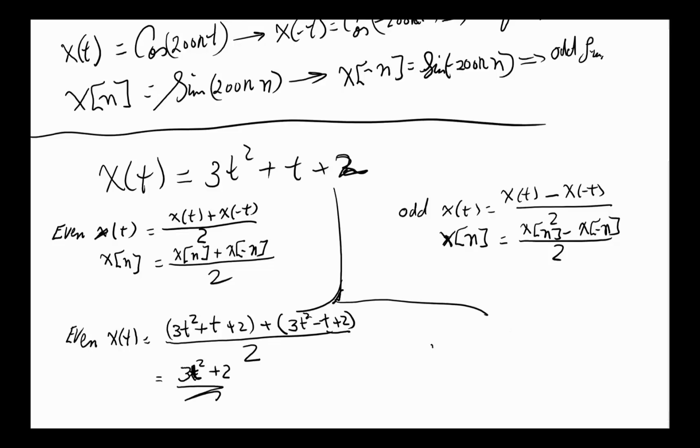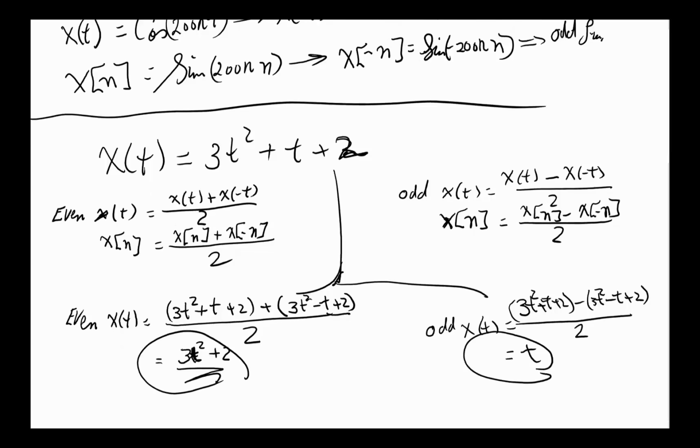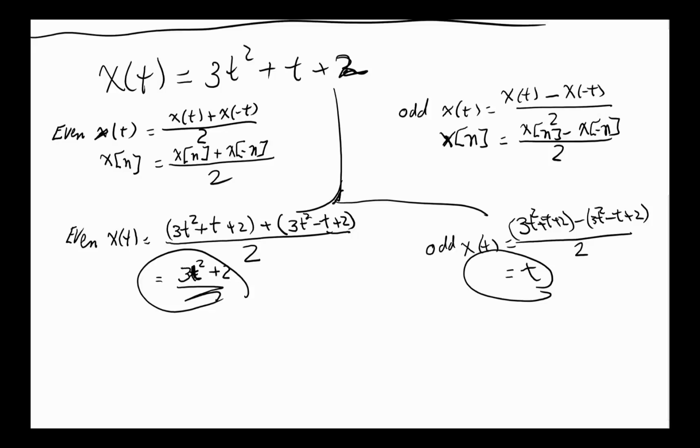What's the odd portion? Well, the odd portion is just replacing the plus with a minus. The odd portion of x of t is going to be 3t squared plus t plus 2, that whole thing minus 3t squared minus t plus 2, divided by 2. So as you can see, t is the only odd part. So we got the odd part, we got the even part. Pretty straightforward. You can apply that to any function, and you will be able to break out the even portion and odd portion.